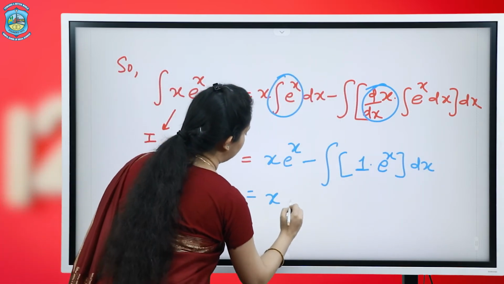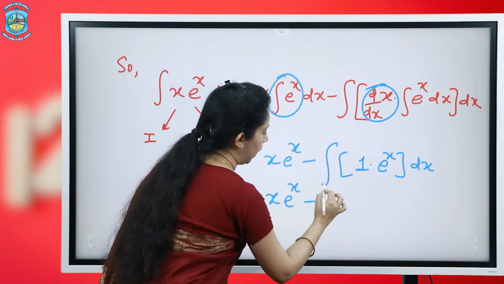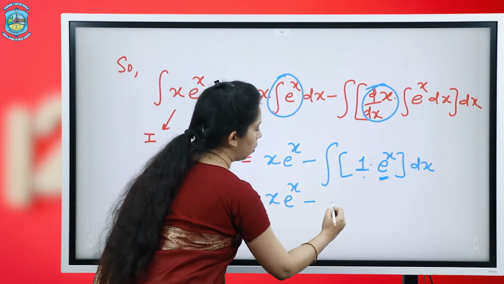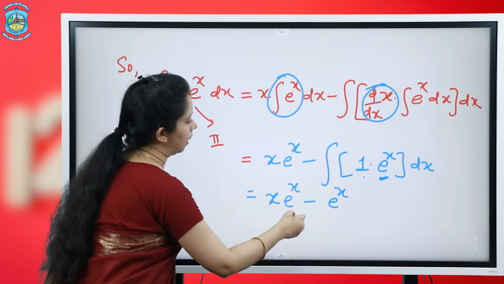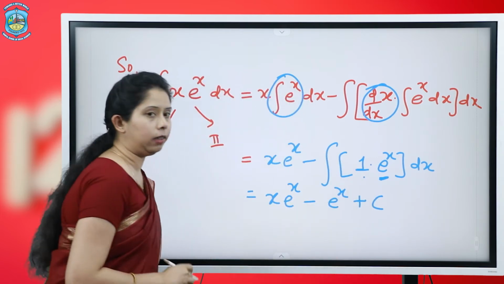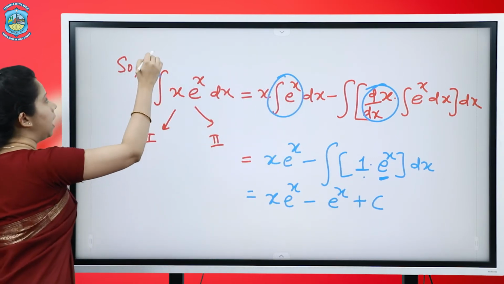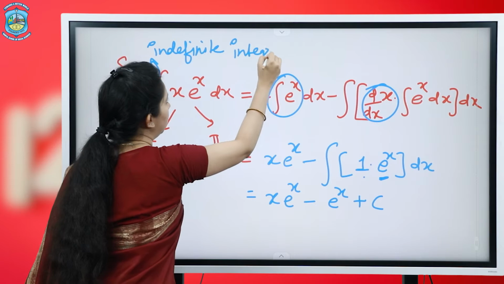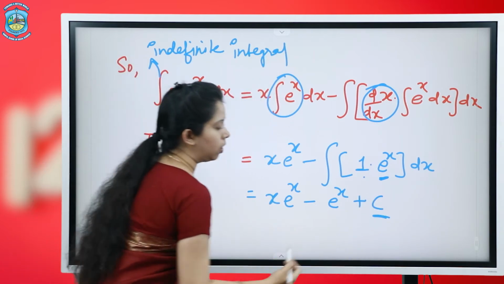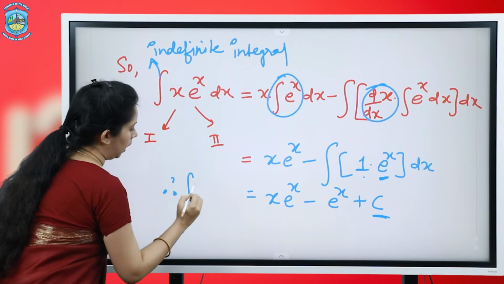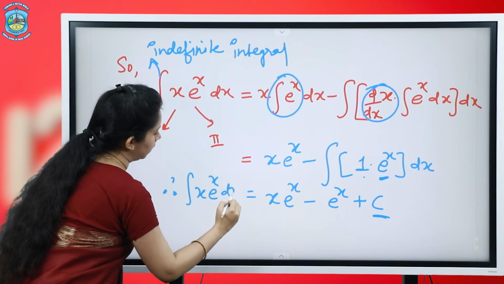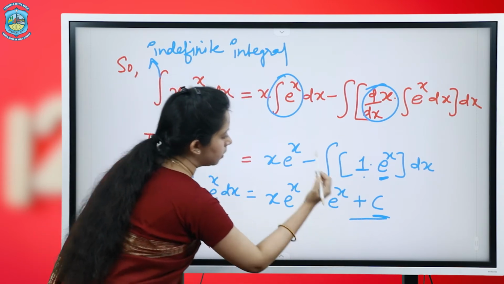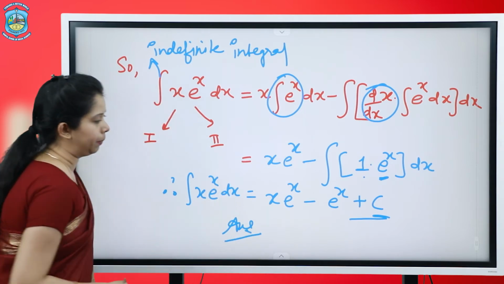So finally we can write x into e raised to the power x minus e raised to the power x into 1, which is e raised to the power x, and integration of e raised to the power x will be the same, that is e raised to the power x, plus we add the constant of integration. Why? Because this is an indefinite integral, and we have already discussed this topic. So for that we add the constant of integration. Therefore the integral x e raised to the power x dx is equal to x e raised to the power x minus e raised to the power x plus c. So this is the solution.